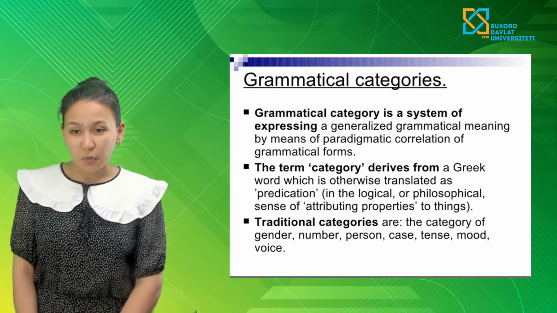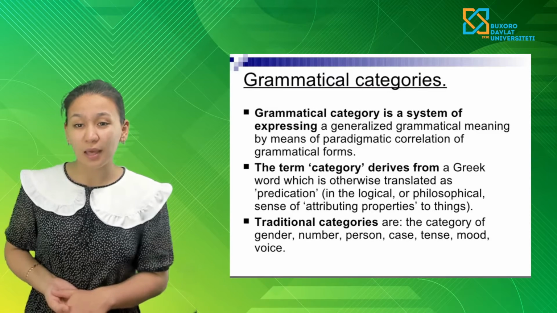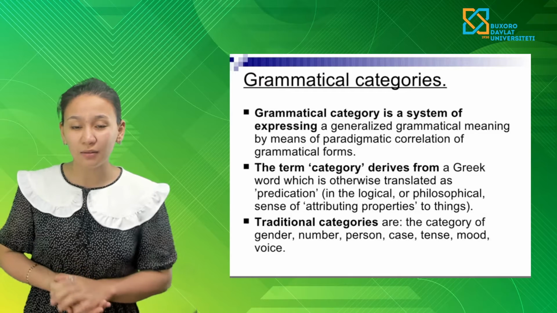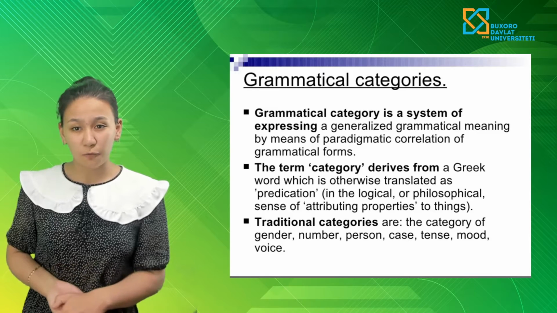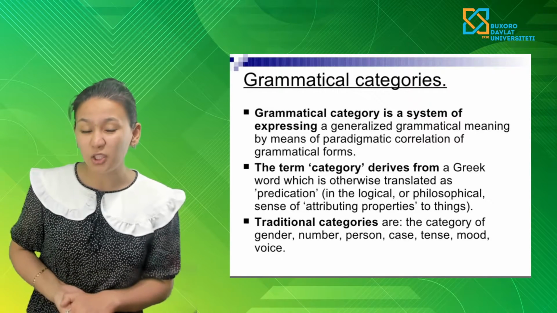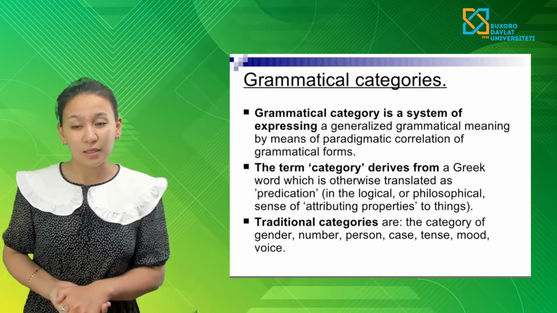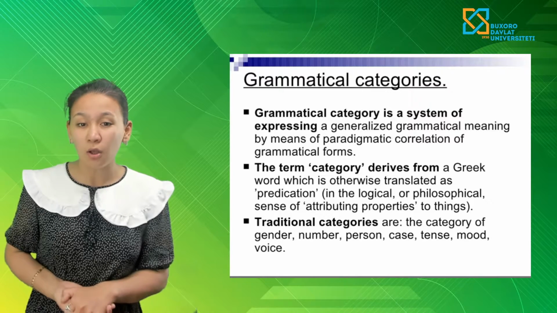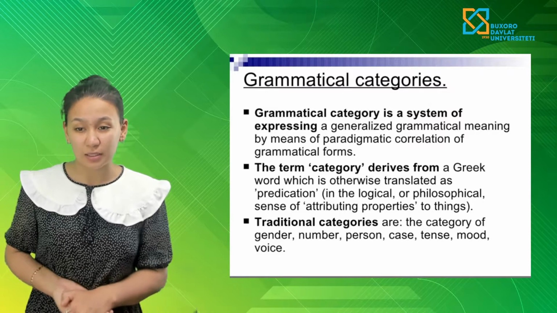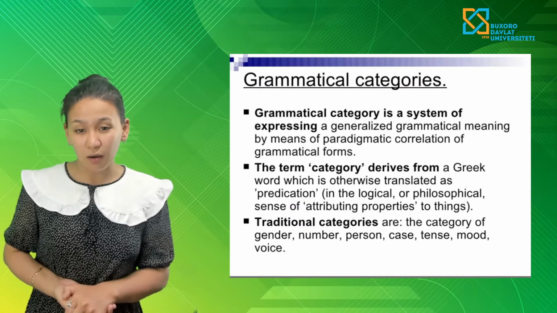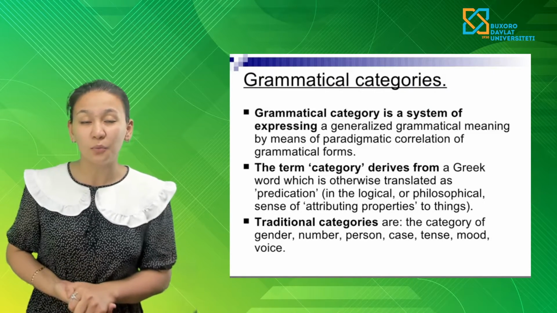Now, grammatical categories. The grammatical category is a system of expressing a generalized grammatical meaning by means of paradigmatic correlation of grammatical forms. The term category derives from the Greek word which is otherwise translated as predication, in the logical or philosophical sense of attributing properties to things. Traditional categories are the categories of gender, number, person, case, tense, mood, and voice.